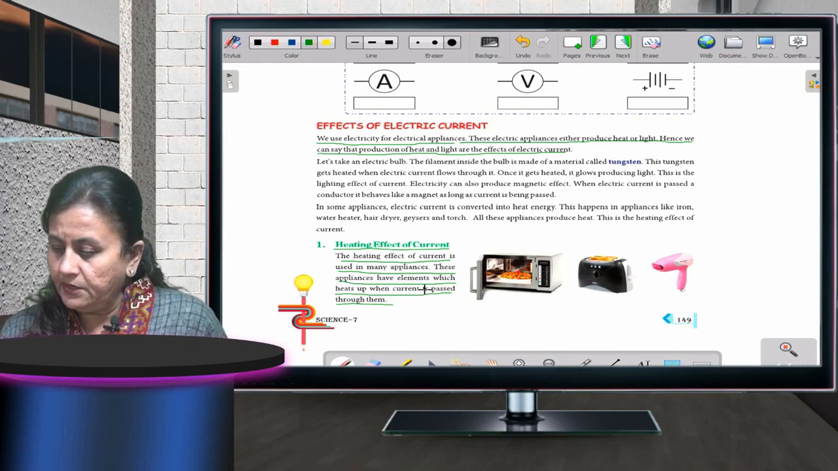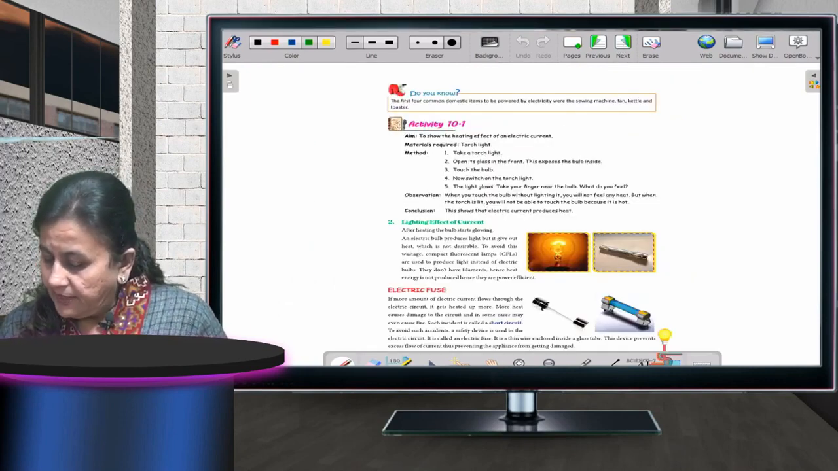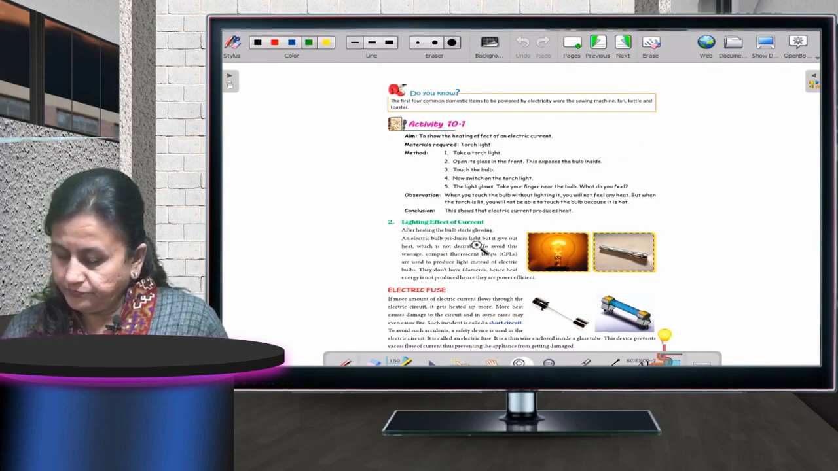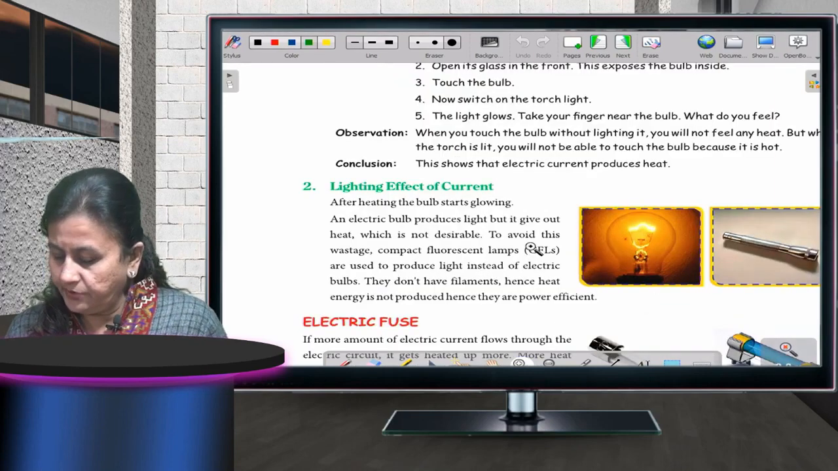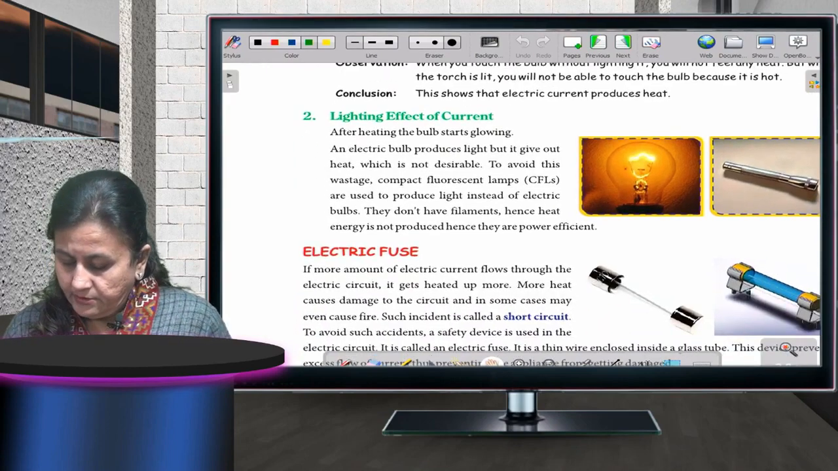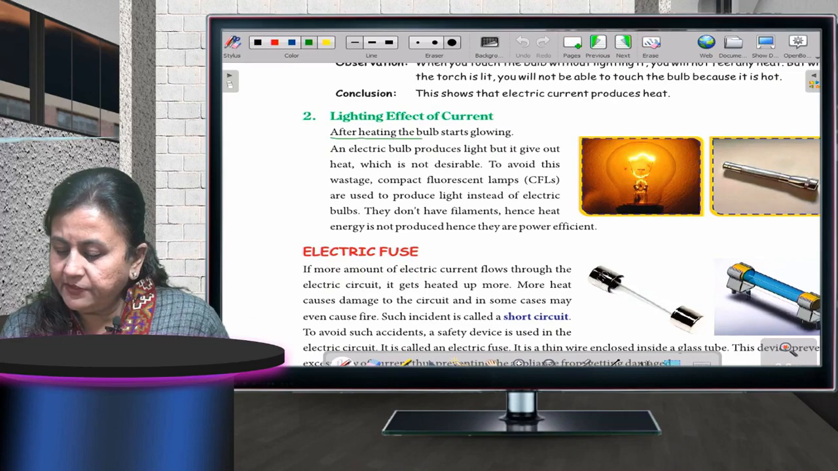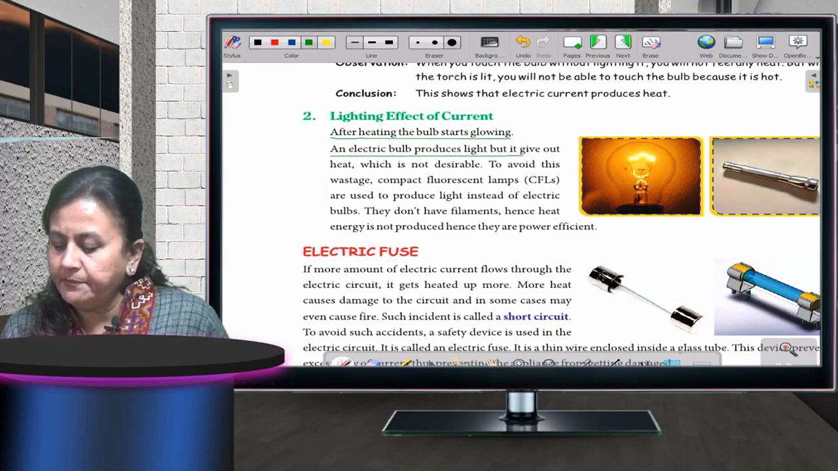Okay, now the lighting effect of current. I hope this is visible now. See children, after heating, the bulb starts glowing. An electric bulb produces light, but it also gives out heat, which is not desirable.